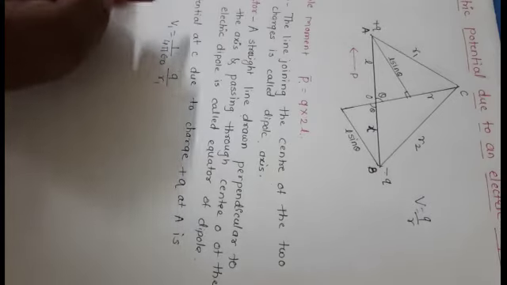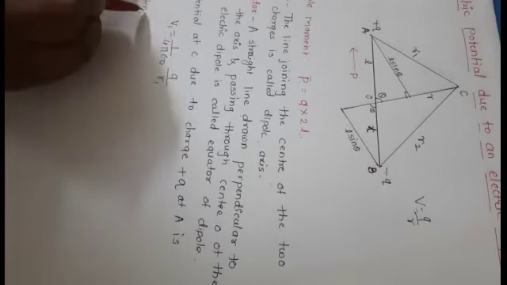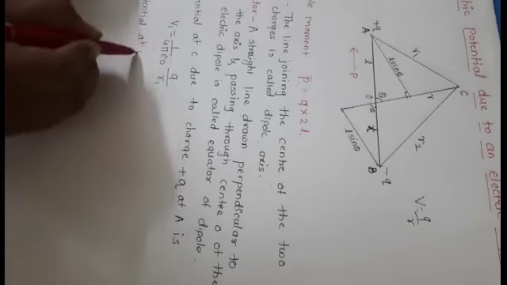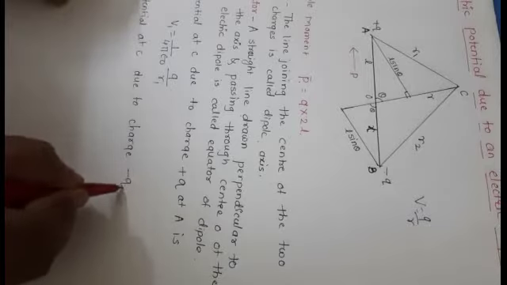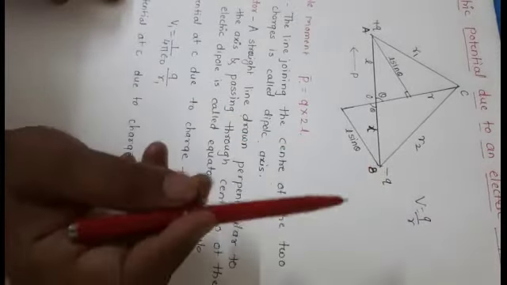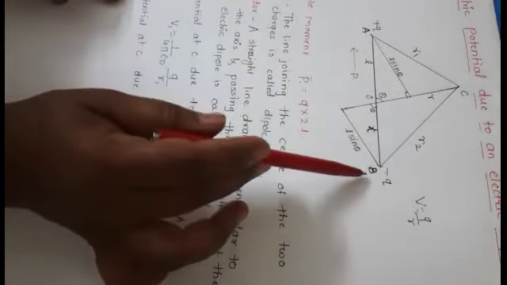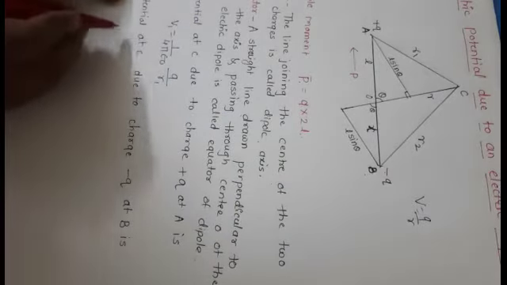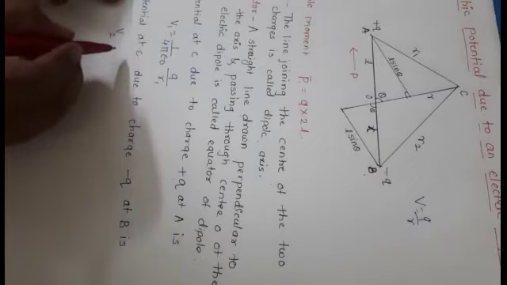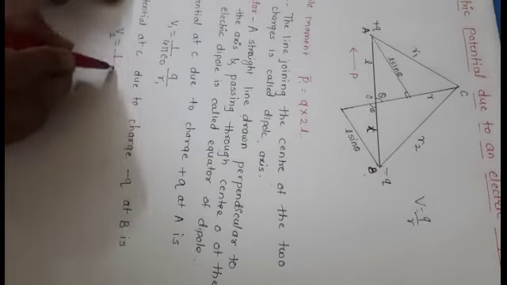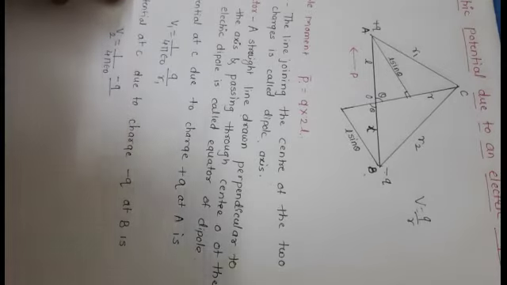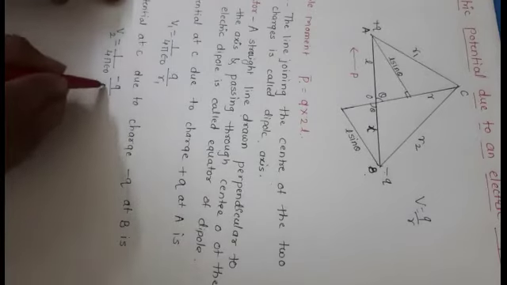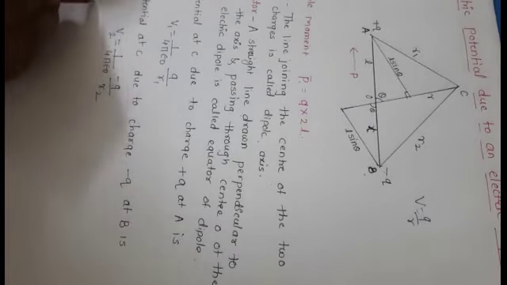Here we find the potential at C due to the charge minus q at point B. Again using the equation of electric potential, 1 upon 4 pi epsilon 0, but here the charge is minus q and the distance is r2.